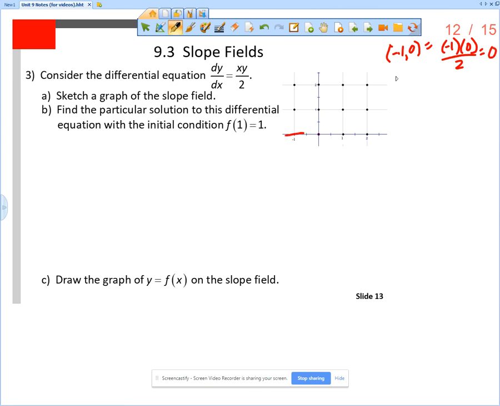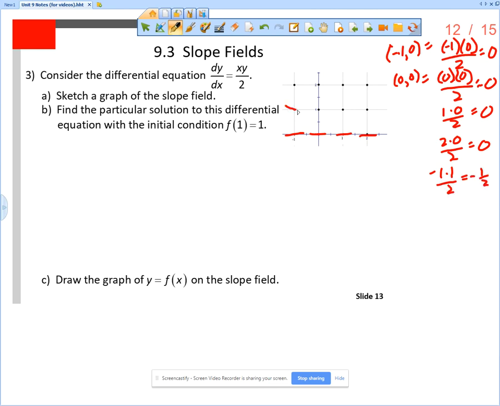Next one, 0, 0. Of course, 0 times 0 over 2 is 0. Next one, 1 times 0 over 2, that's still 0. 2 times 0 over 2, that's still 0. Okay, what about here? Negative 1, 1. Negative 1 times 1 over 2, that's negative 1 half, so a negative slope, but pretty shallow. This one, 0, 1. 0 times 1 over 2 is still 0.